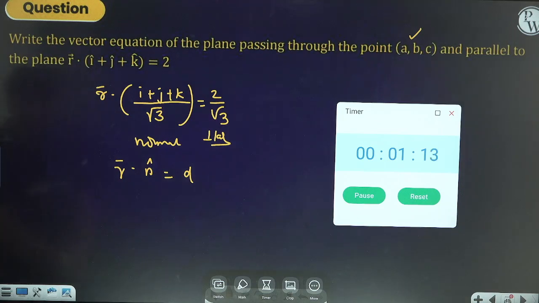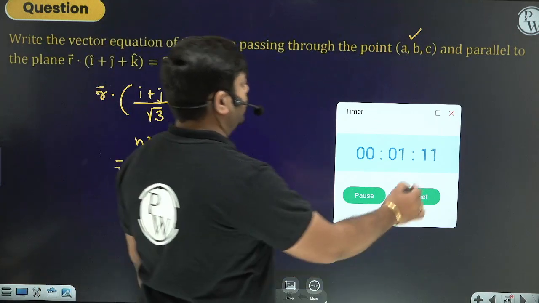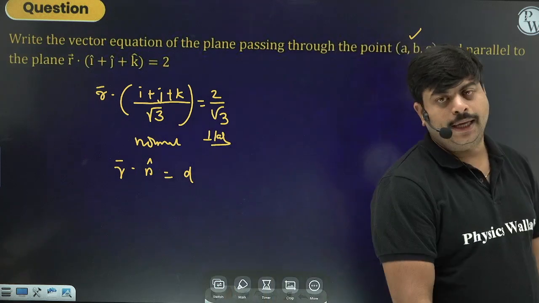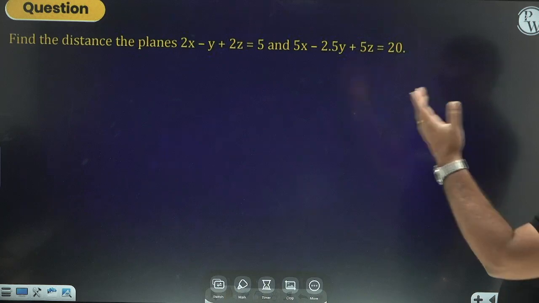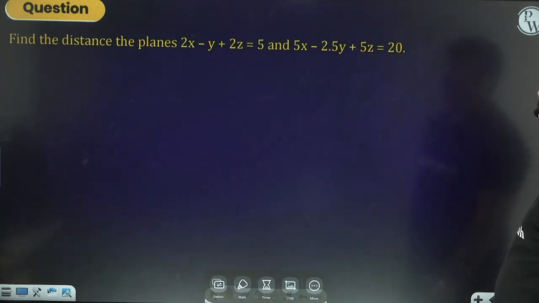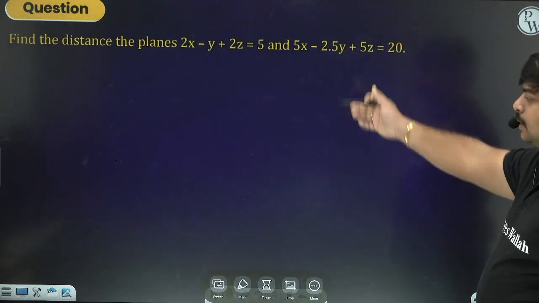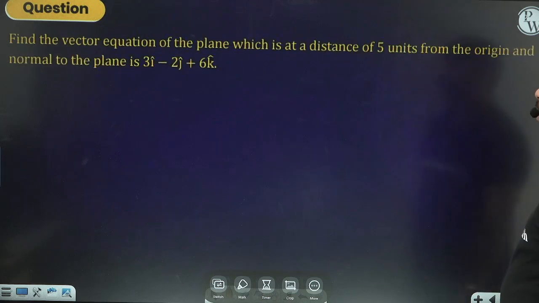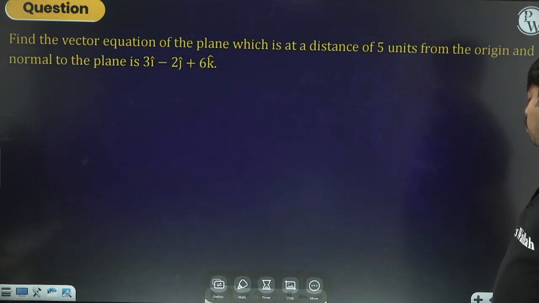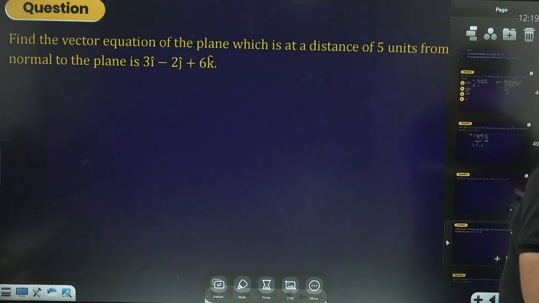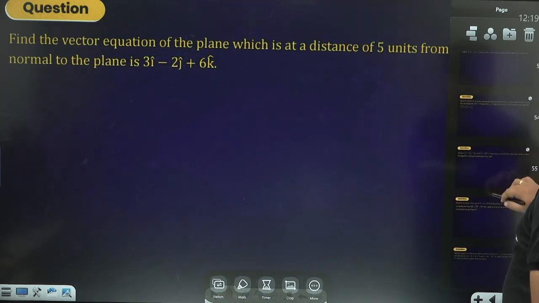Alright, so we will try this question later. We have one or two more questions, you can try those later. Find the distance between the planes. You need to bring in the normal vectors, and from there you can try to do it. Find the vector equation of the plane which is at a distance of 5 units from the origin and the normal of the plane. Alright, people, beautiful questions are there, a few more as homework so that you can try them later.